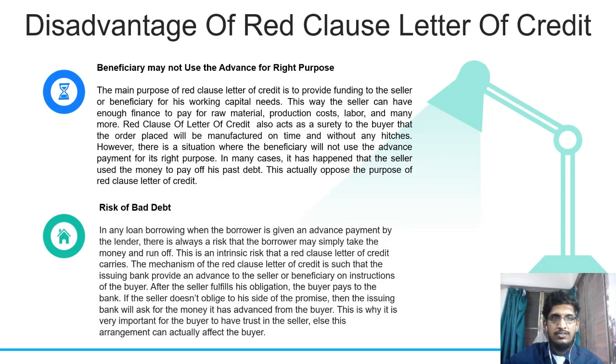Okay, next we are going to see the disadvantages of red clause letter of credit. One of the disadvantages is that the beneficiary may not use the advance for the right purpose. The main purpose of the red clause letter of credit is to provide funding to the seller or beneficiary for his working capital needs. This way the seller can have enough finance to pay for raw material, production costs, labor and many more. Red clause letter of credit also acts as surety to the buyer that the order placed will be manufactured on time and without any hitches.